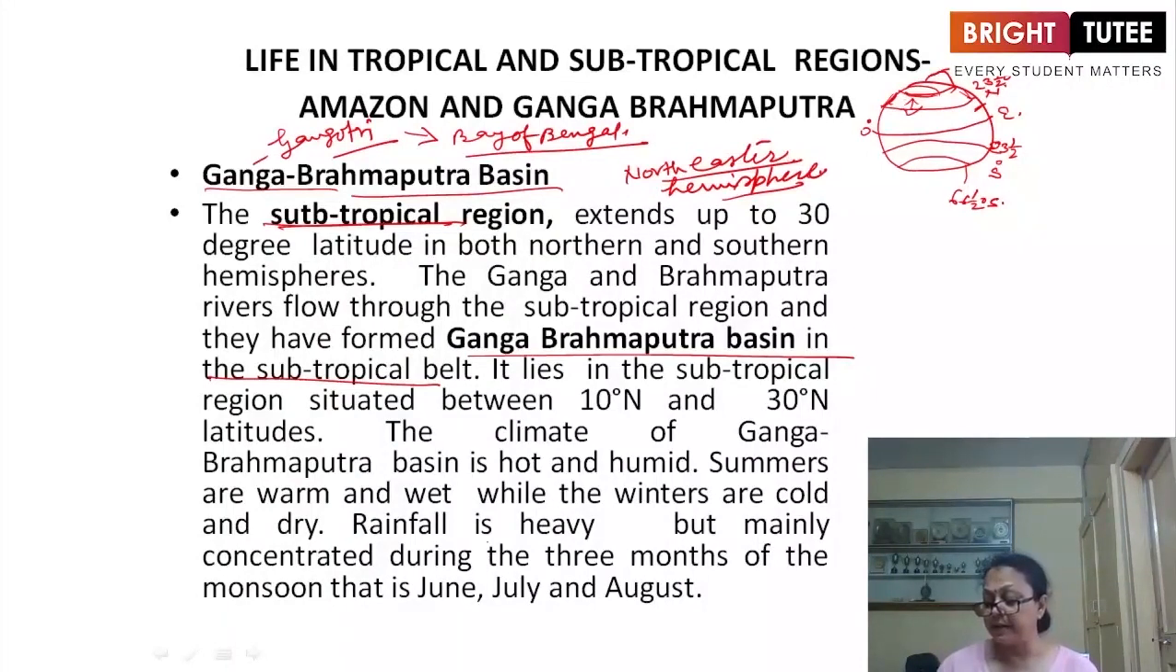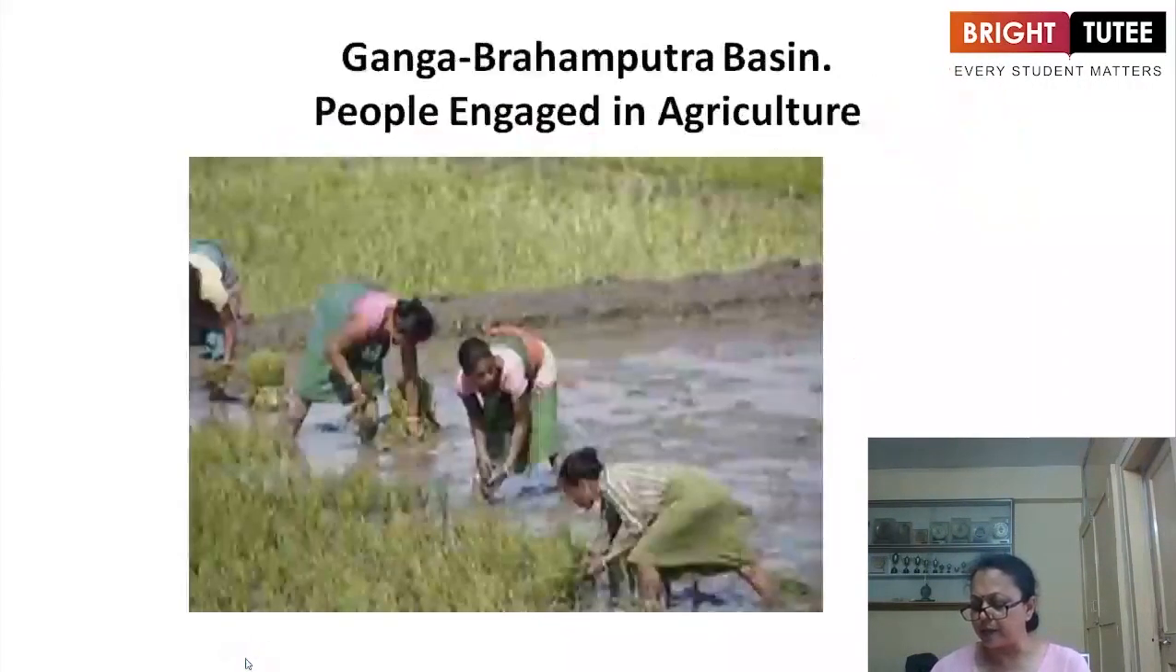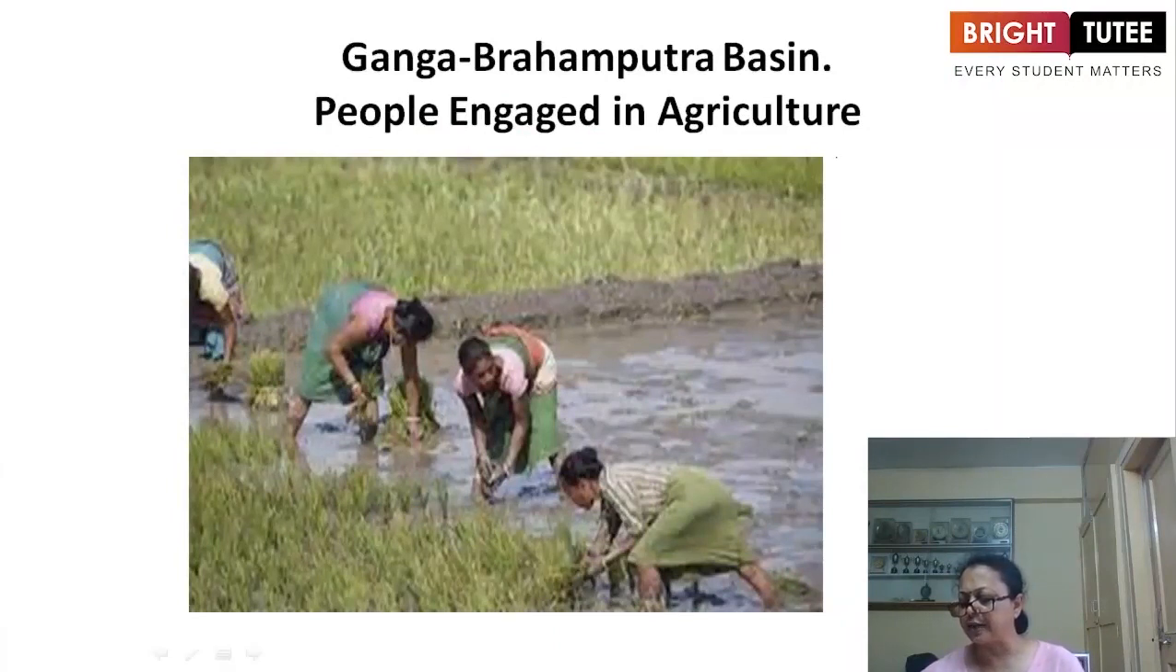Rainfall is very heavy. We have it due to the monsoon weather season, but mainly concentrated during only 3 months, when the heavy rain comes. These are the months of June, July and August. In these 3 months, this country experiences heavy rainfall. So it is also considered as a land of monsoon type of climate. Then the majority of the population of the Ganga Brahmaputra basin is engaged in agriculture.